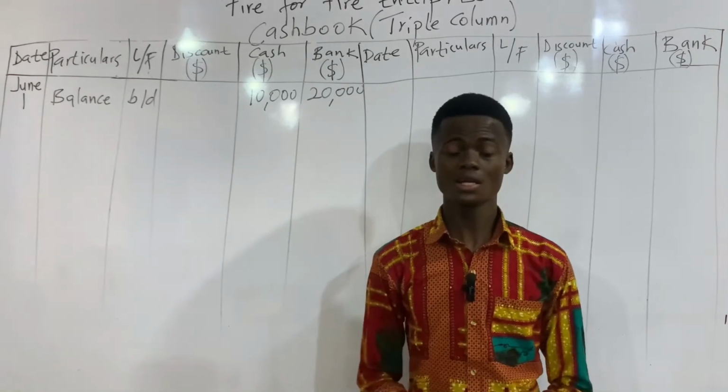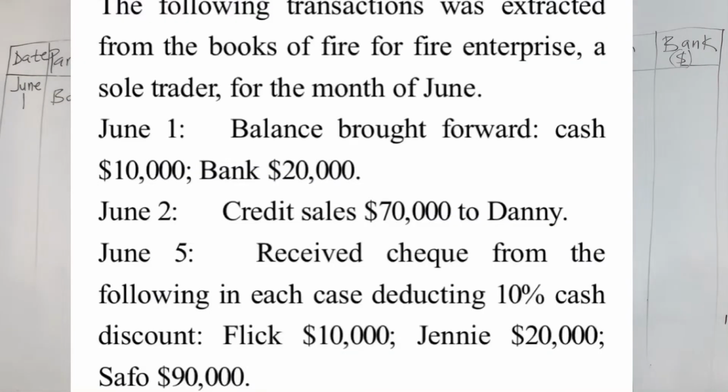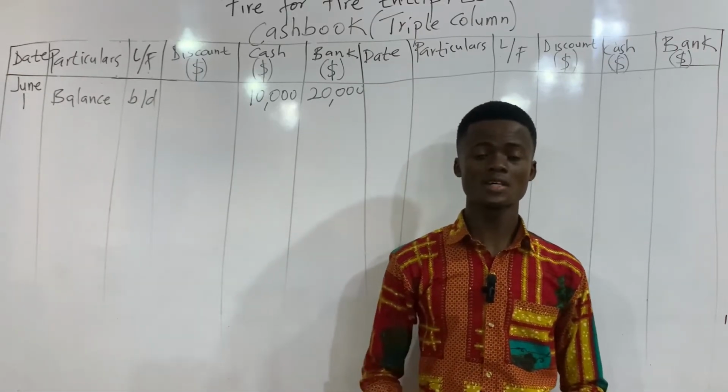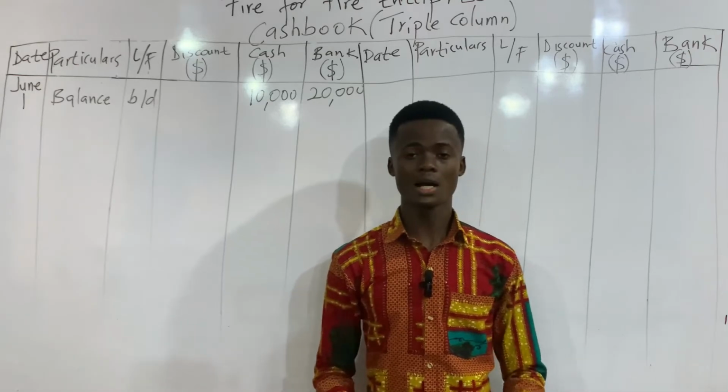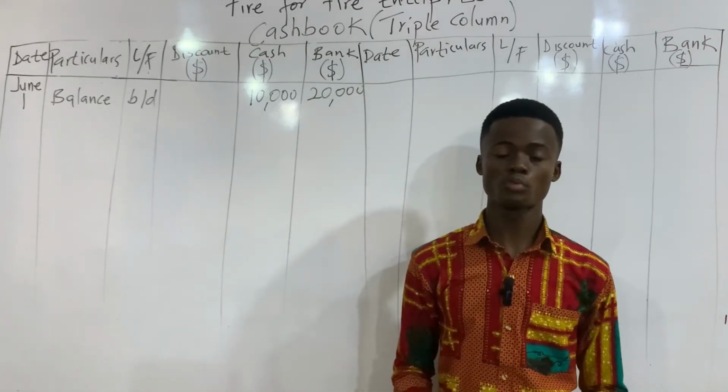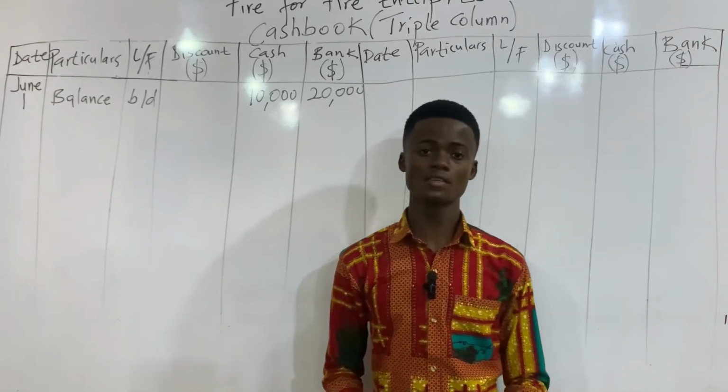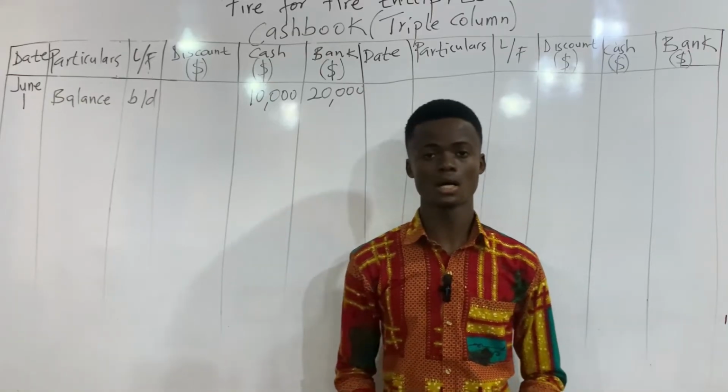So the next transaction also says that on June 5th, receive check from the following, in each case deducting 10% cash discount. Flake $10,000, Jenny $20,000, and Safo $90,000. So this transaction also means that we received amount from our customers. So the accounts that are involved is the source of payment, which is the bank, because we receive it through check, and then the customer's account.